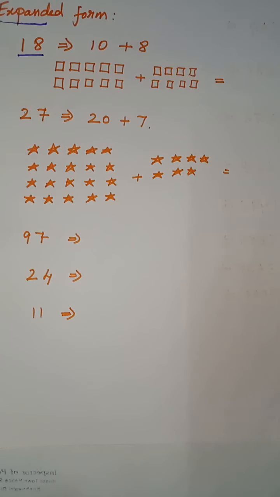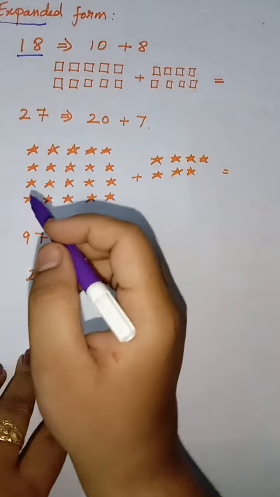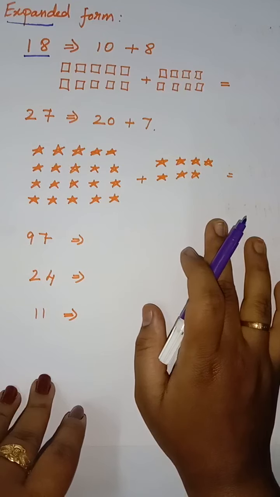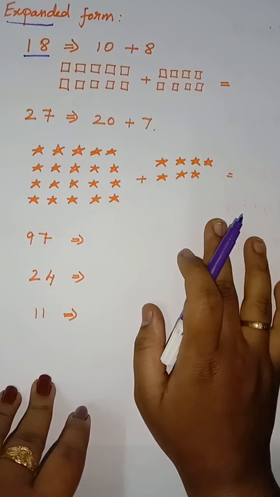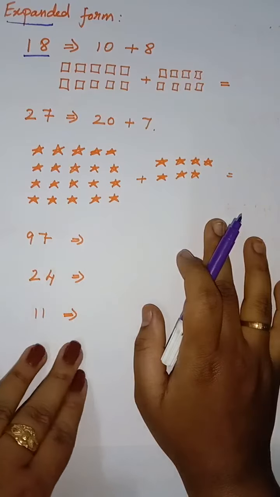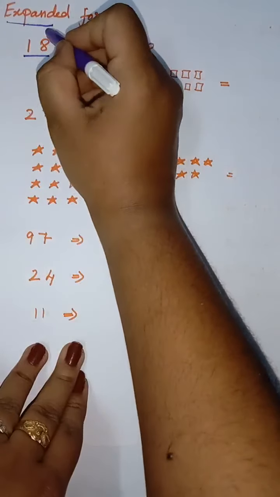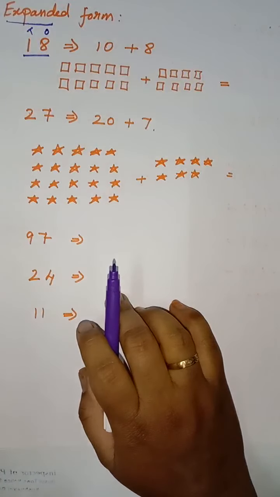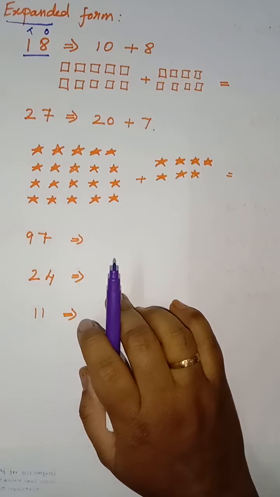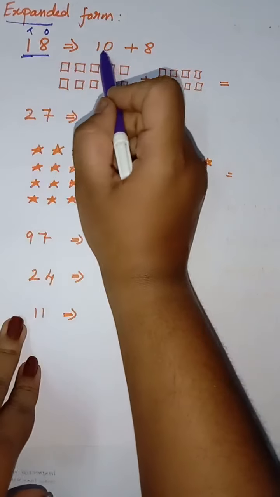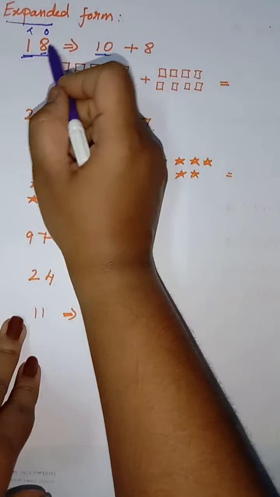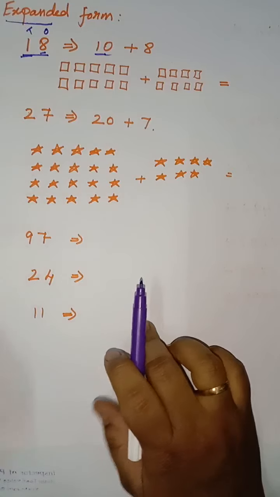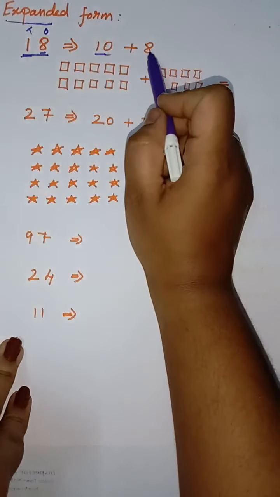For that, first we have to learn what is meant by place value. You all know what place value is, so with the help of place value we are going to do this sum. Here the place values are ones and tens. Tens means 10, so for the 1 we should write 10. The remaining ones means we write only one number, which is 8.